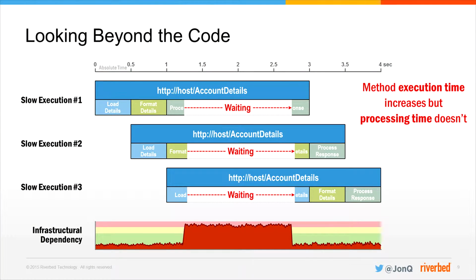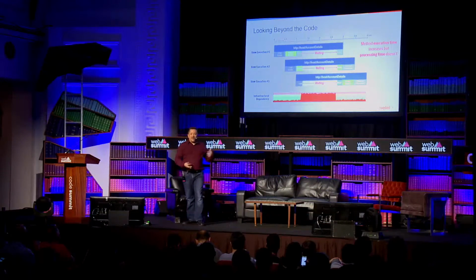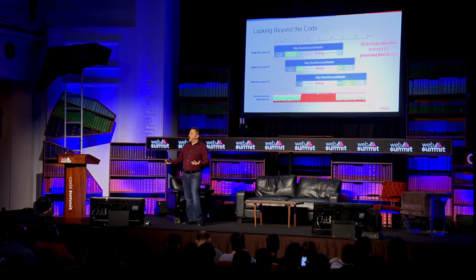So the execution time of method start to method end increases, but the processing time, the colored pieces we see to the sides of waiting, actually doesn't. It's still doing the same amount of work. And this is the clear indicator that it's not your code. There's nothing you could have done to make it faster because your code is not the reason it got slower.